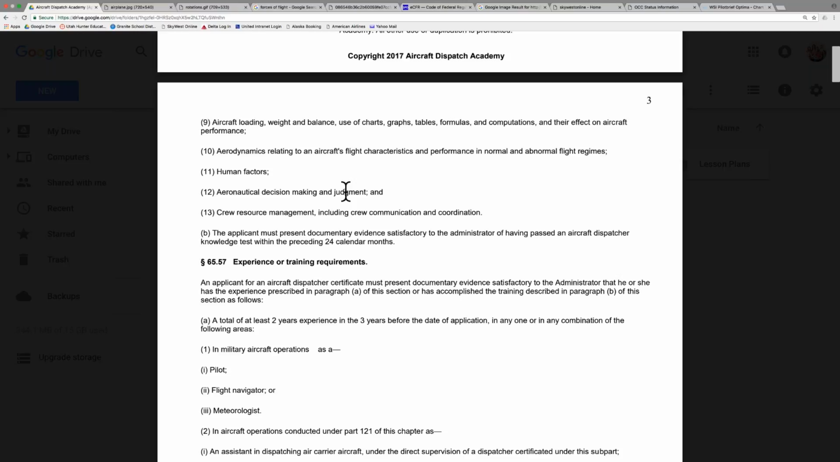And then crew resource management, and we kind of touched on that just a little bit yesterday and earlier today, talking about some of the resources we have as dispatchers to help us do our job and be more effective.